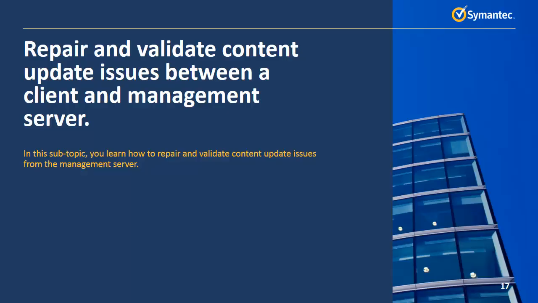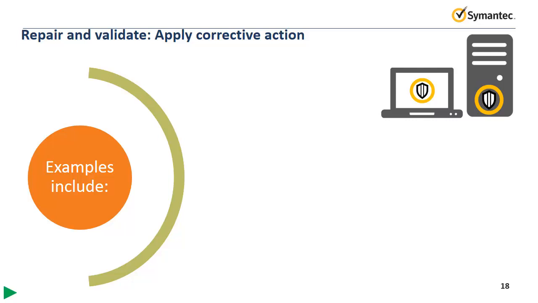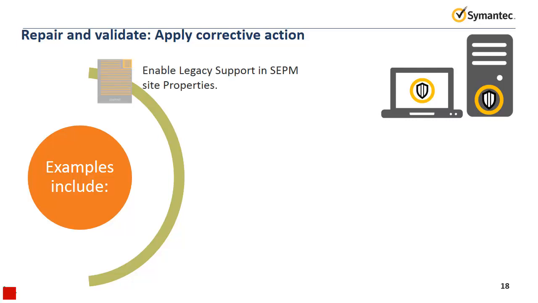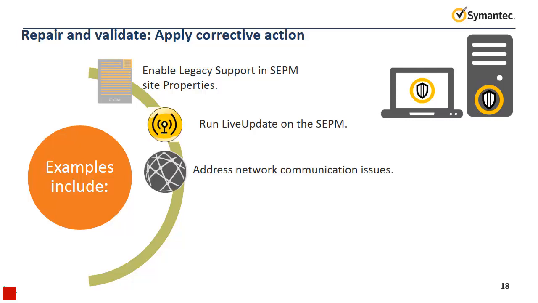After establishing a plan of action, it's time to repair and validate. The following are examples of corrective actions. Enable legacy support in the SEPM site properties, run live update on the SEPM, address network communication issues, and resolve definition corruption issues.